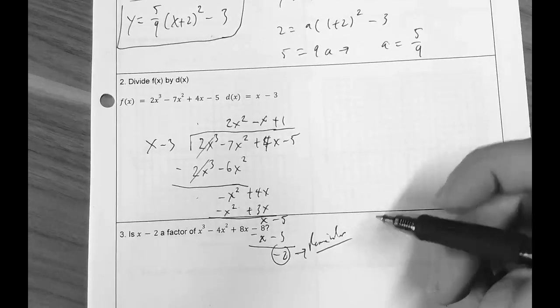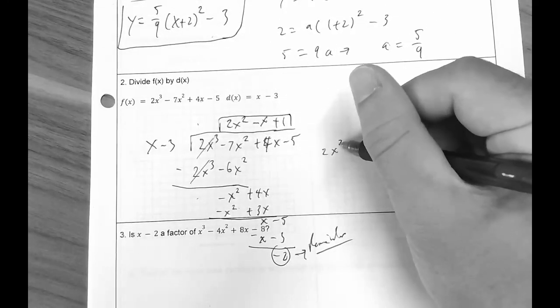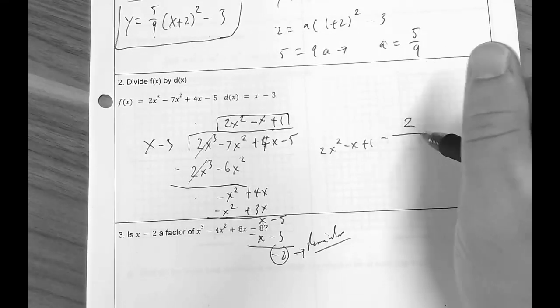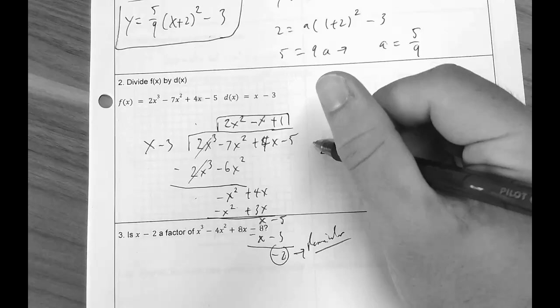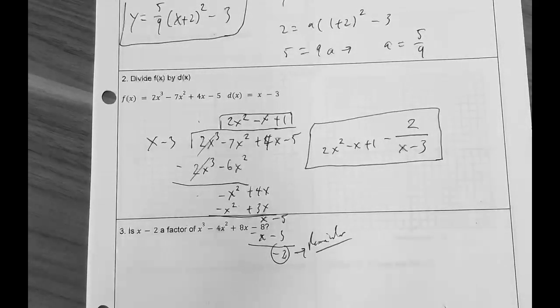Okay. So when we write it out, this is my quotient, 2x squared minus x plus 1, and then minus the remainder divided by the divisor. And that's it.